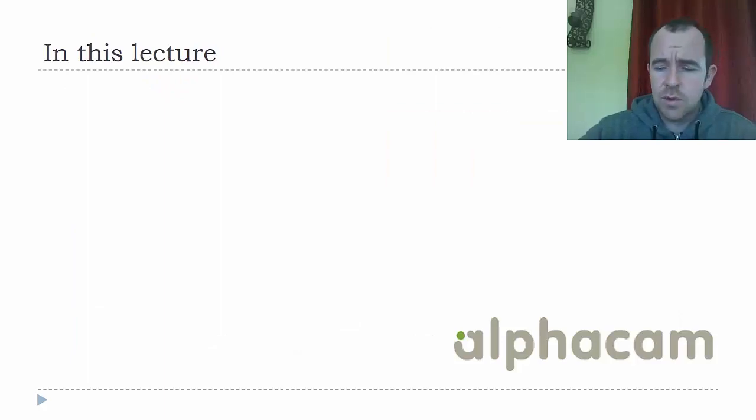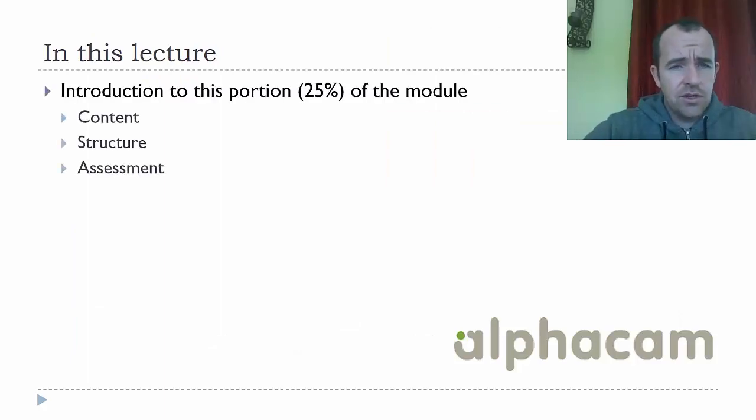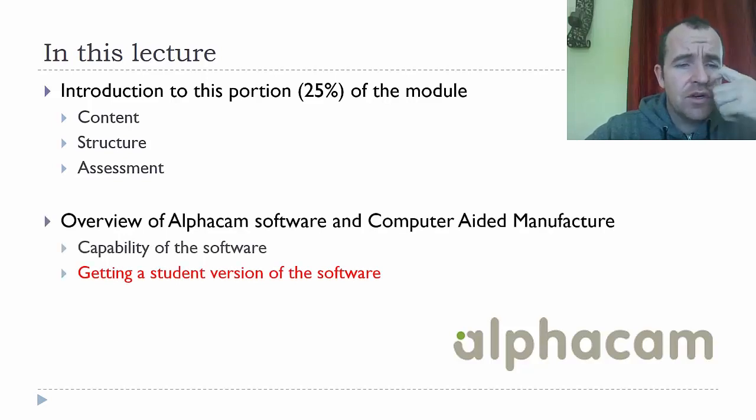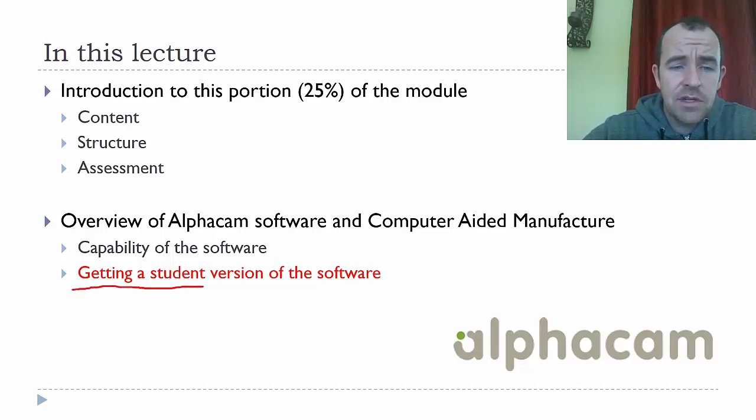So in this lecture, we're going to have a quick introduction to this portion of the module. We're going to talk about the content, the structure and any of the assessments involved. We are going to have a quick overview of the Alphacam software itself and talk a little bit about the broader world of computer-aided manufacture. We'll talk about the capability of Alphacam, what the software can actually do, and quickly, in fact, we'll talk about it now, getting yourself a student version of the software so you can practice.